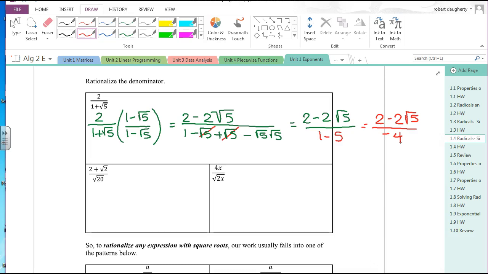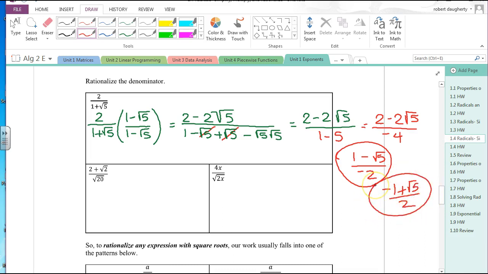It's not in its simplest form because what's 2 over 4? 1/2. 2 over 4 is 1/2. So this would be 1 minus root 5 over negative 2. So that's a form of the answer. A lot of times what we like is instead of having this negative 2, you could just distribute the negative. You could have minus 1 plus root 5 over 2. Either one of these answers would have been good. Okay? You remember this. We did this last semester. All right? Okay.